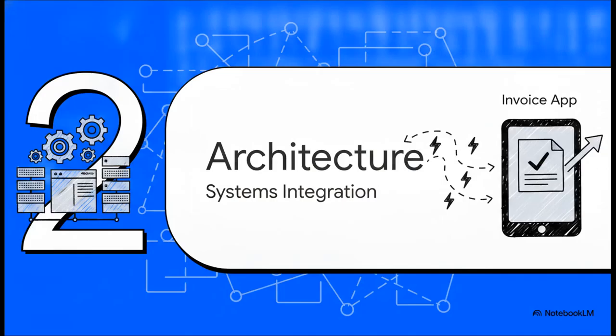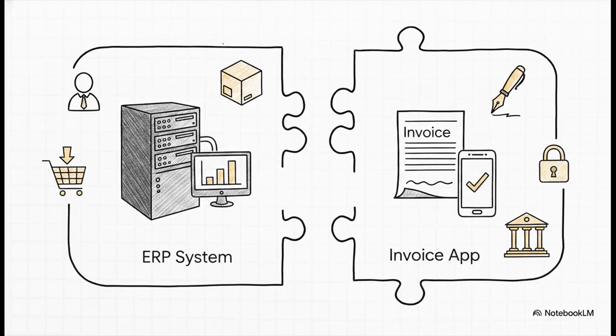Moving on to Section 2, architecture. Let's talk systems integration. To understand how these distinct systems communicate, we kind of need to know what they actually do. Your ERP system, think SAP, Oracle, Microsoft Dynamics, or NetSuite, is the ultimate source of truth for your sales transactions. It holds all the customer data, the sales orders, inventory, accounting info, the whole shebang.